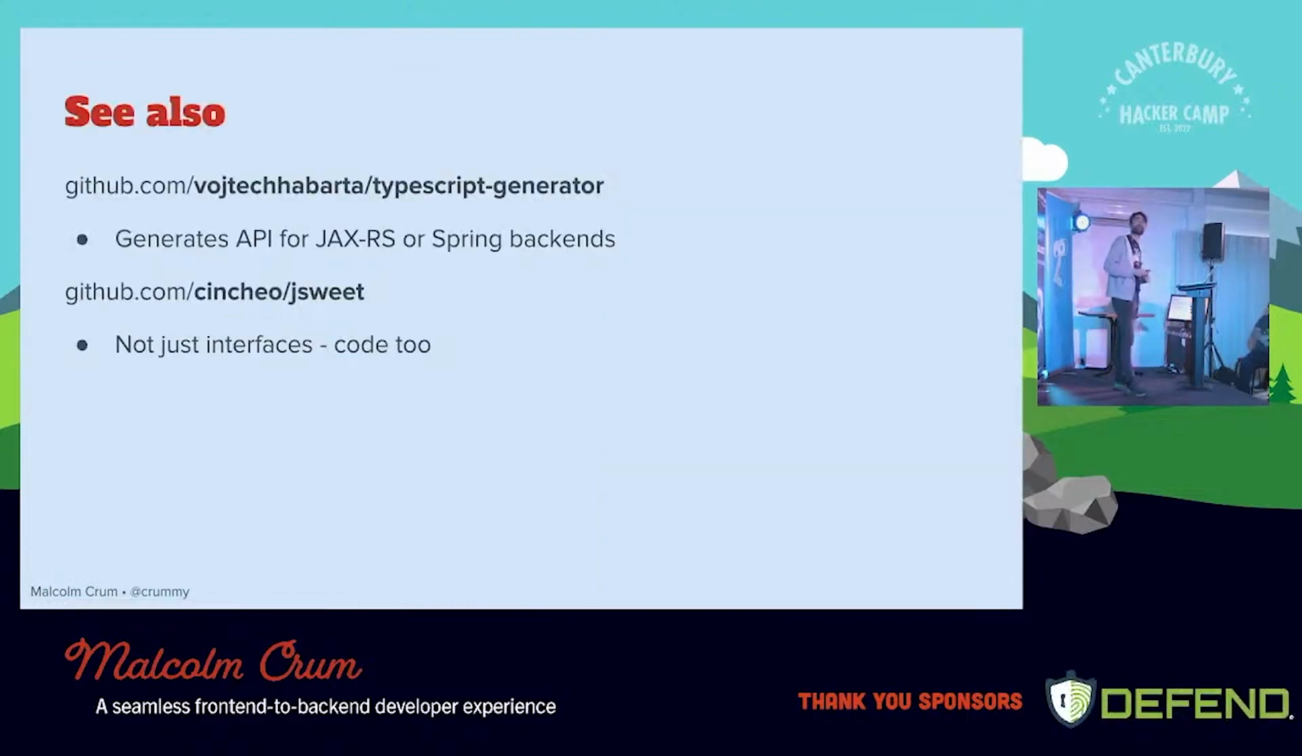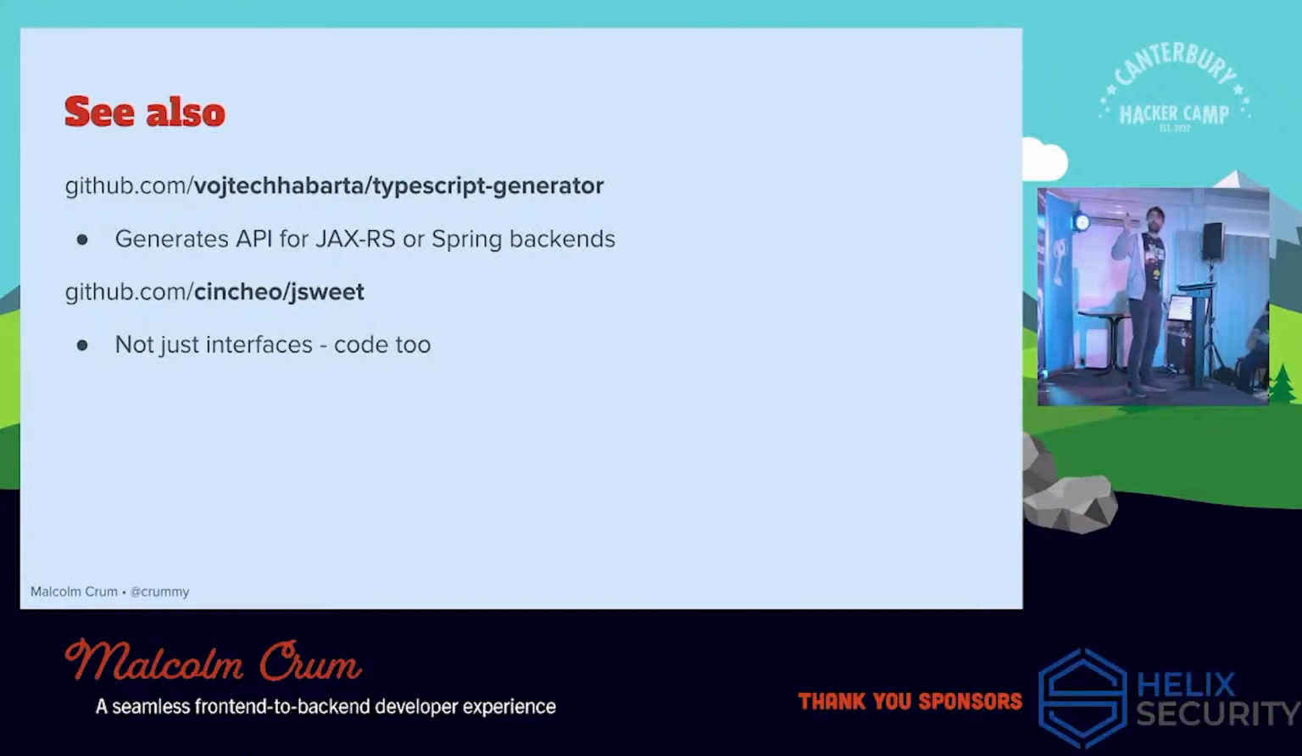If you don't want to roll your own, which I am suggesting, there are other solutions for this. The TypeScript generator that we use will actually generate you an API client if your backend is using a few common sets of tooling. There's an impressive tool called JSuite, which, in addition to generating interfaces for your classes, will actually generate the methods in them as well, and will transpile Java to JavaScript.